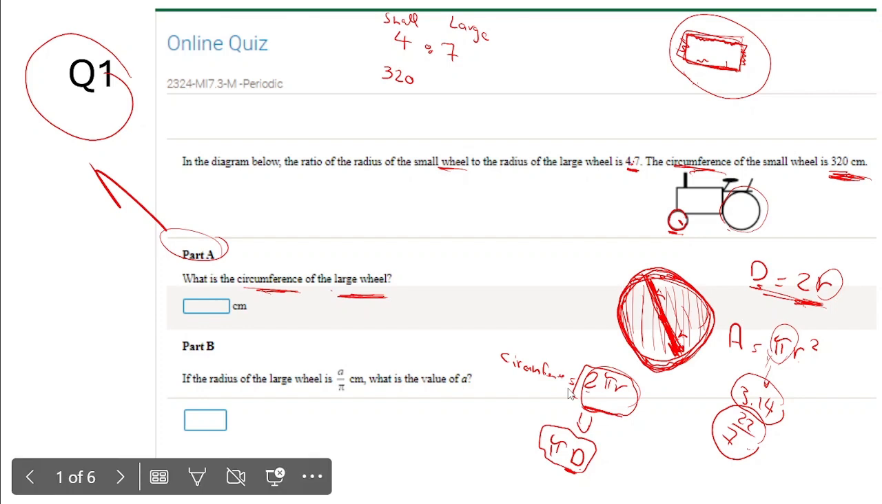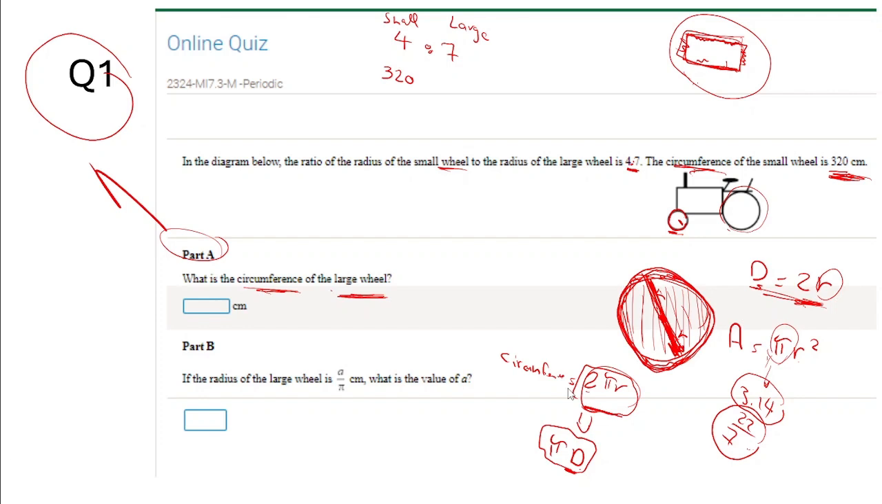Now, let's move to our question. Now here, it's saying that the circumference of the small wheel is 320. And he wants to know the circumference of the large wheel based on the ratio. The ratio of small wheel to large wheel is 4 to 7. To get the circumference of the large, we have two solutions. We can solve it in two ways.